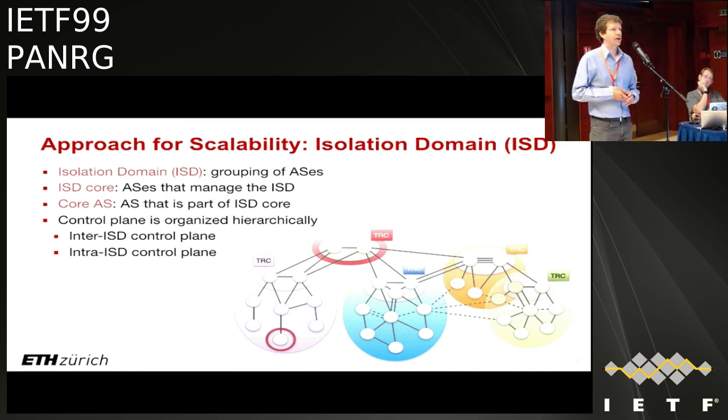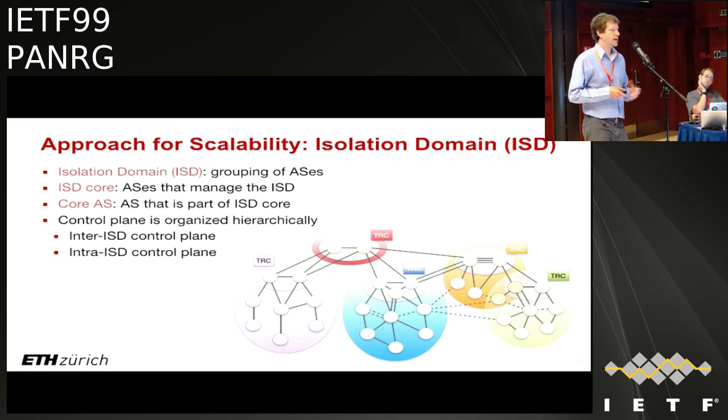And then we have an isolation domain core. These would be the top tier ISPs who manage an isolation domain. And here we see an example of a core AS. These isolation domains are essentially virtual control planes, so they can also overlap. So one AS may be part of multiple isolation domains.